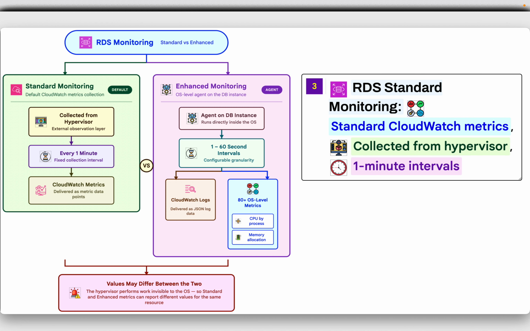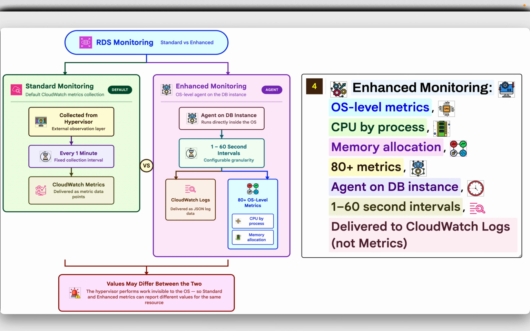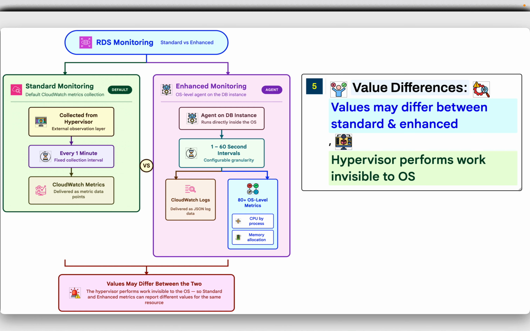RDS standard monitoring uses standard CloudWatch metrics collected from the hypervisor at 1 minute intervals. RDS enhanced monitoring provides OS level metrics including CPU by process and memory allocation. It offers 80 plus metrics, runs an agent on the DB instance, supports 1 to 60 second intervals, and delivers data to CloudWatch Logs, not metrics. Values may differ between standard and enhanced monitoring because the hypervisor performs work that is invisible to the operating system.